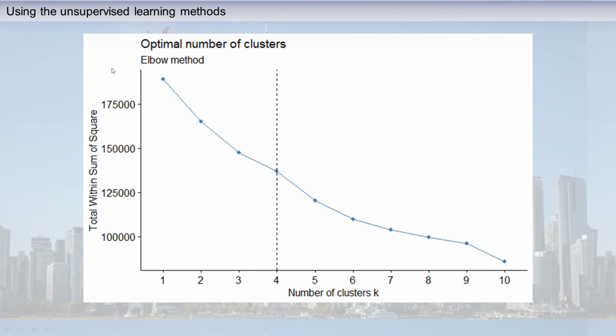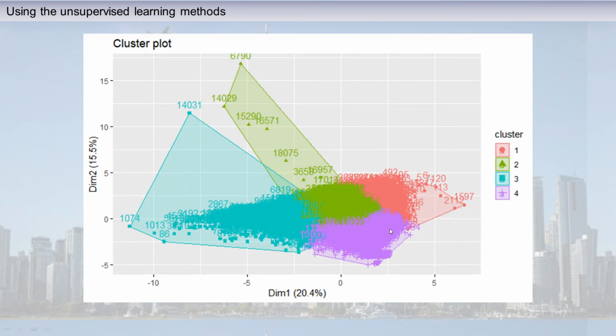At first, we use the elbow method to get the optimal number of clusters. From this plot, number 4 is the optimal number of clusters. So we choose 4 as our group number. After we choose the cluster number, we have a cluster plot.